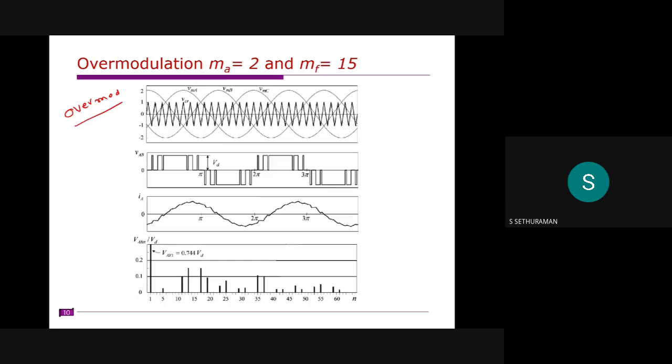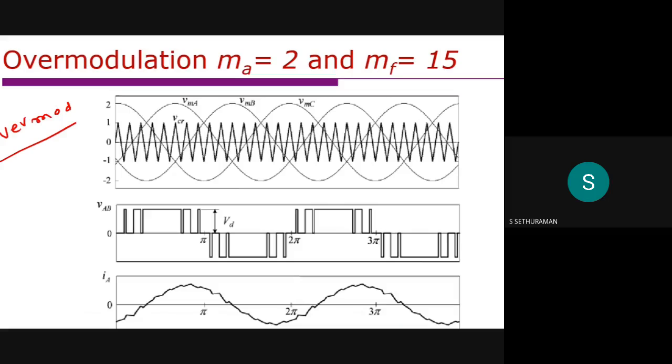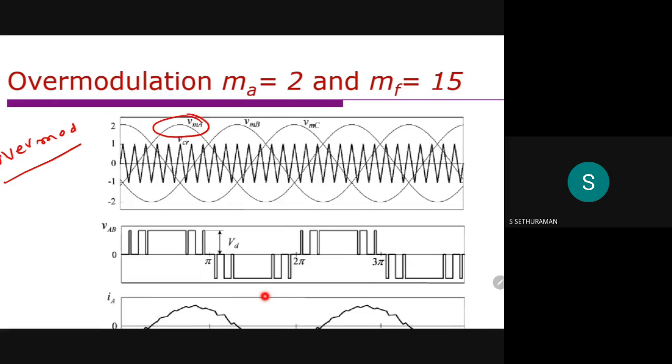So here this is over modulation. That means this magnitude is greater than 1. Clear? Now what will happen? This modulating signal is greater than the actual carrier signal, so that means it has exceeded 1. In this case, the peak value of the modulating signal is around 2 and the peak value of the carrier is 1. So MA is 2 in this particular case.